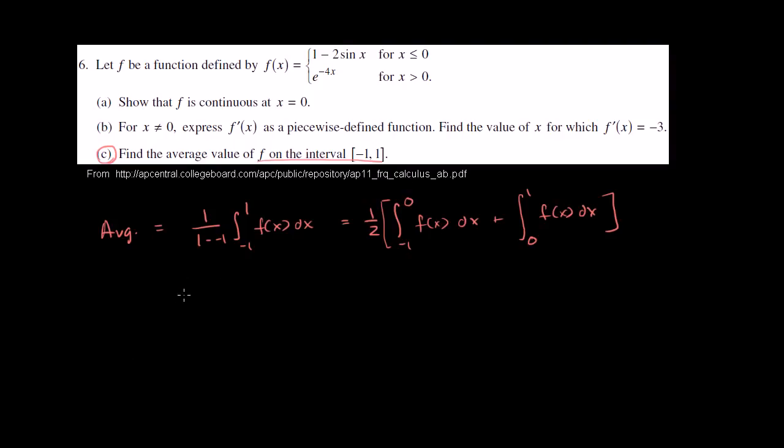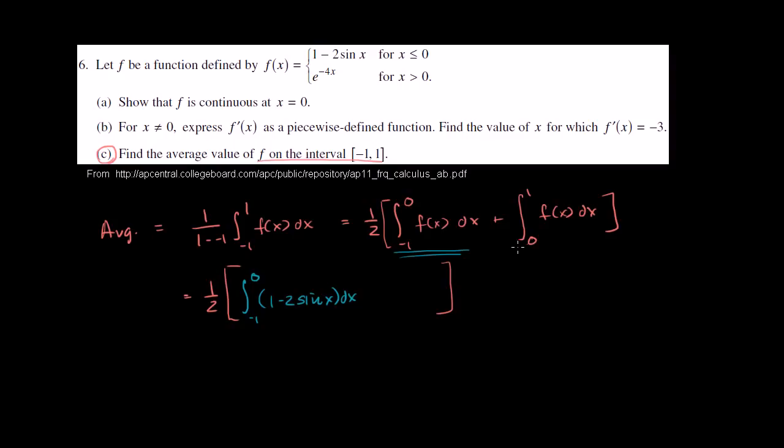So then we get this is equal to 1/2 times, and in big brackets like this, this first part right over here, we can write as the integral from -1 to 0. What is f of x between -1 and 0? It's 1 minus 2 sine of x. 1 minus 2 sine of x dx.